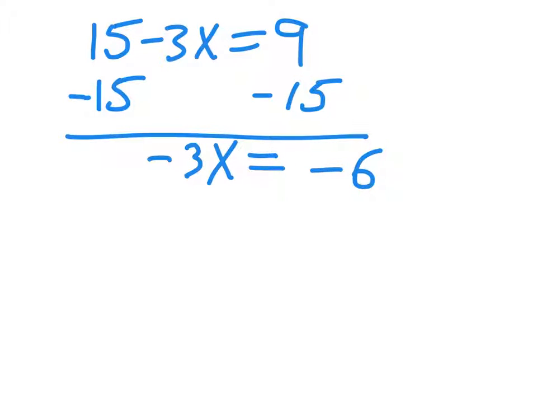And then the second step, what's in front of that x? What's being multiplied by x? A negative 3. So we just divide both sides by negative 3.